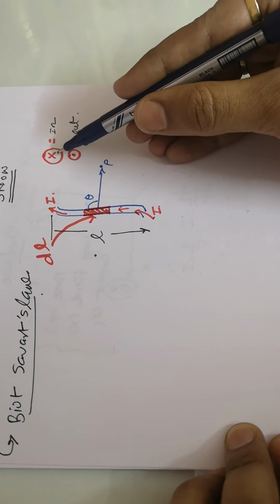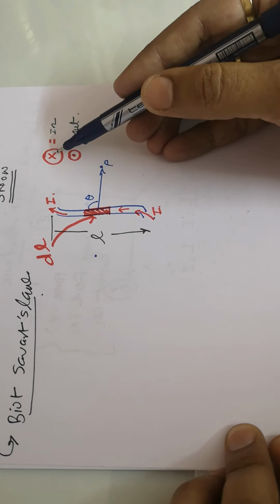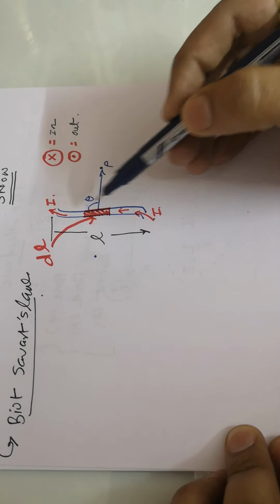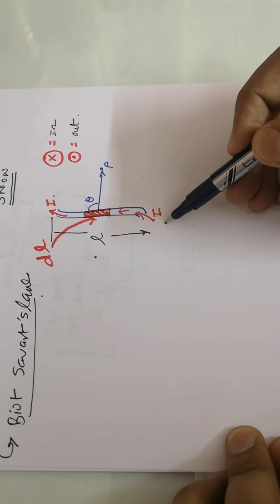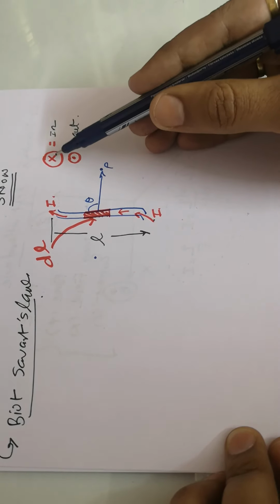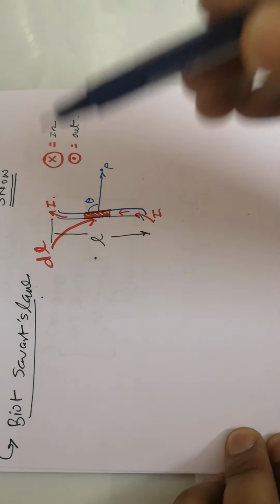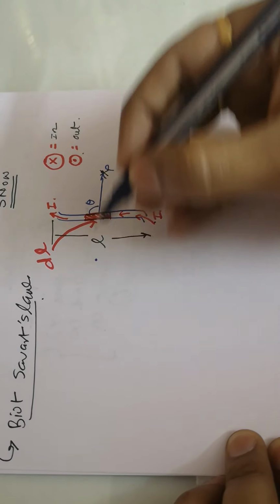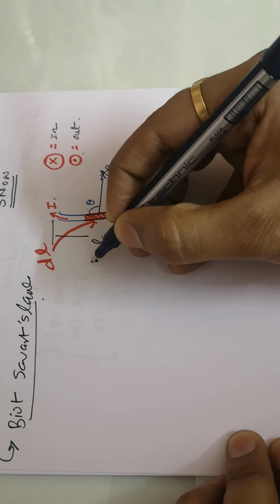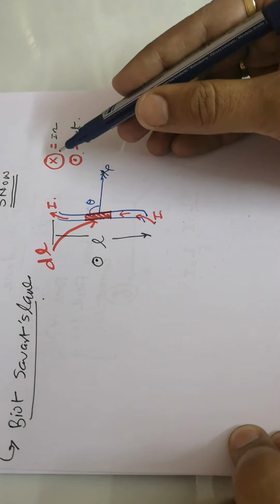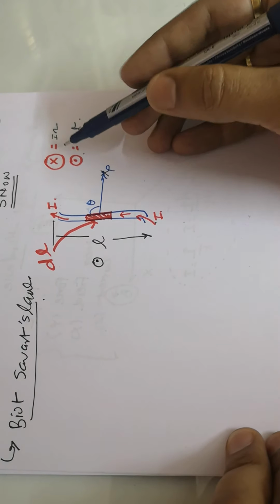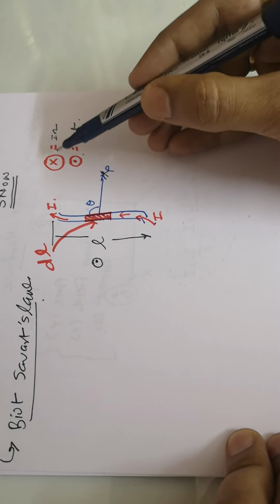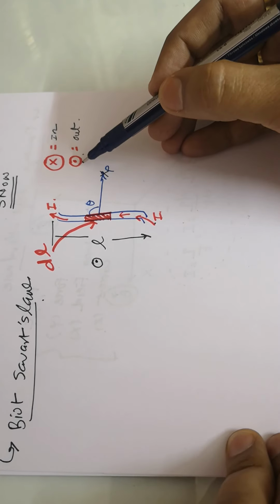Sometimes in this chapter we will use cross and dot notation. Current can be coming outside or going inside. A cross indicates that magnetic field lines are going inside, and a dot means magnetic field lines are coming out. These are the usual conventions. You can use any notation convenient to you, but in general reference books you will find such cross and dot notations.